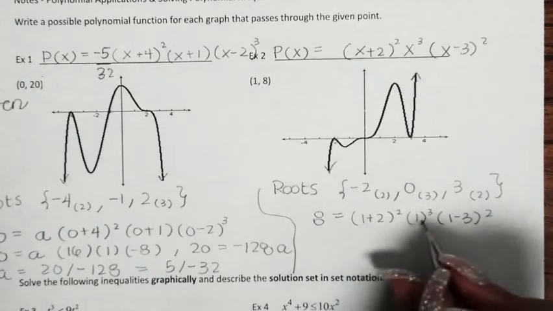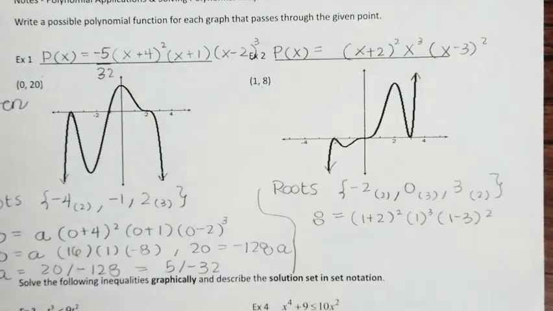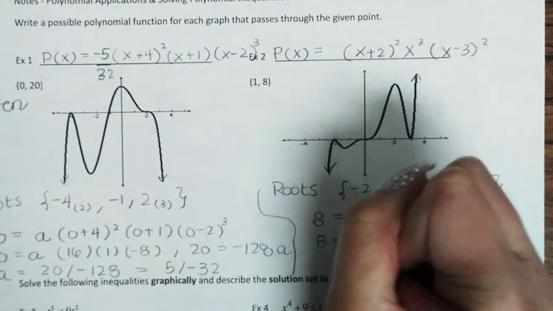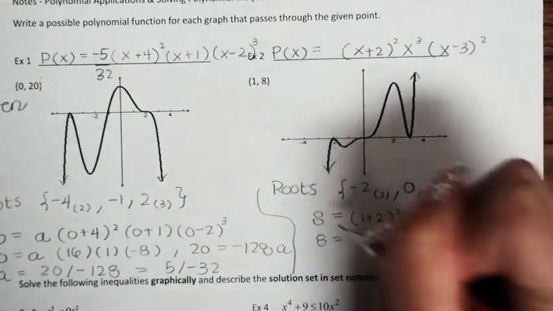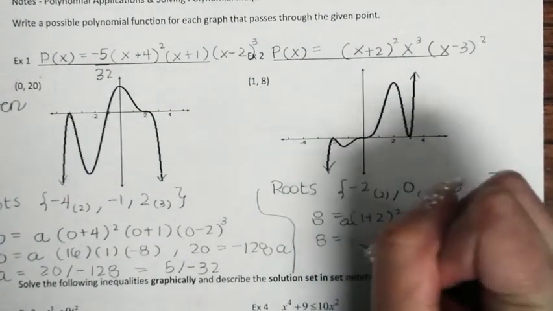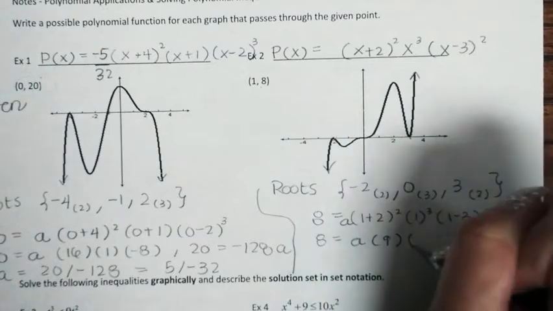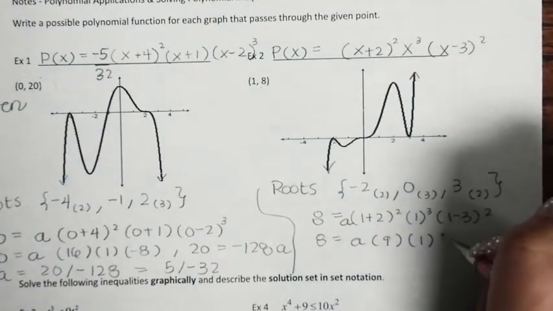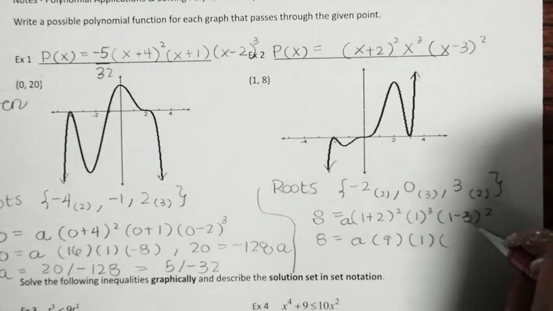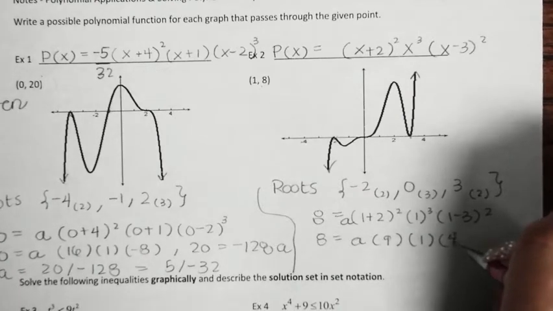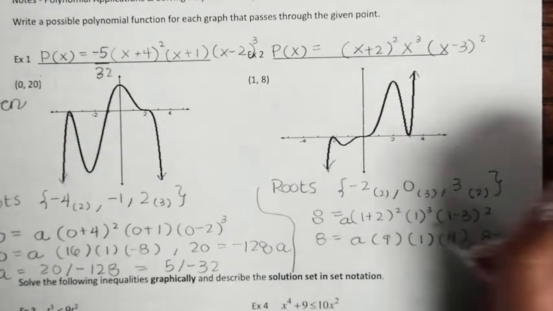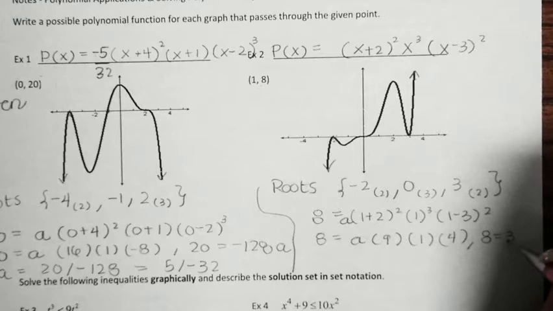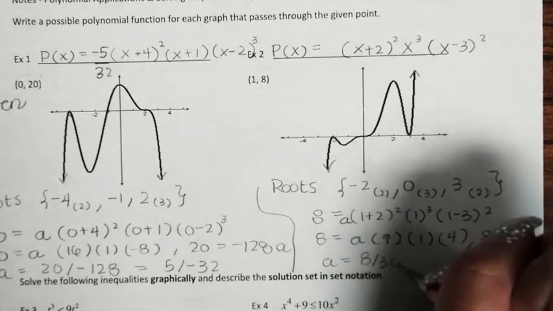Please note that this 1, 1, 1 comes from the point, in case you're wondering. So you have that this is going to be 8, and that's going to be equal to, and I forgot my a there. So you have that it's going to be a, this is going to be 9, this is going to be 1, and this is going to be negative 2 squared, so that's going to be 4. So you know that 8 equals 36a. So you have that a is going to be equal to 8 divided by 36, which we know that we can simplify as what?